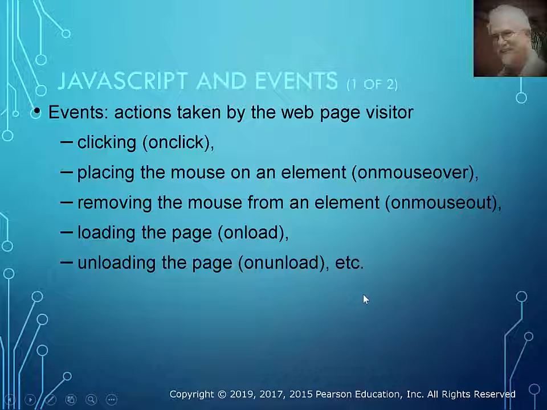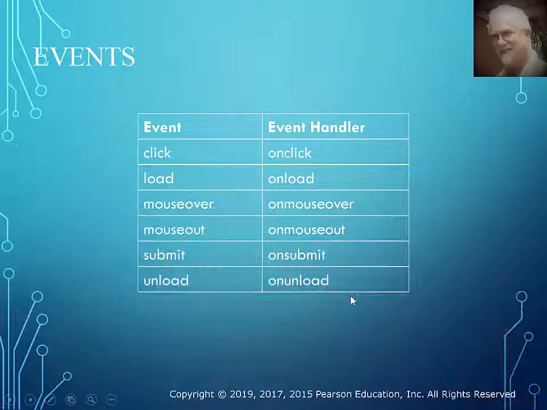Okay, so JavaScript and events. JavaScript is an event-driven language. JavaScript starts up on some event. It could be a click, it could be placing the mouse on an element, it could be removing the mouse, it could be loading the page, unloading the page, any number of events. But when an event happens, then the script kicks in. So it is an event-driven language. Now here's a list of some events and the event handler, which basically means what JavaScript understands. So a click is onclick, load, unload, etc. You can see how it works.